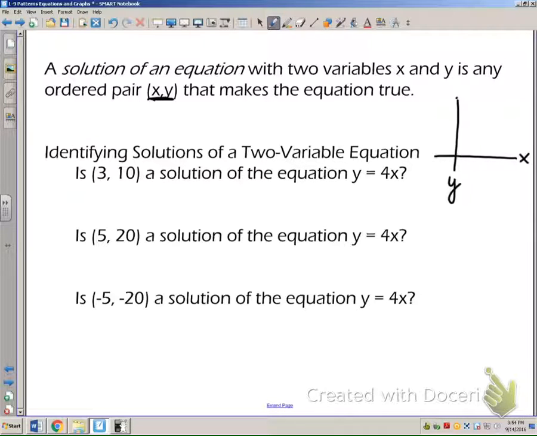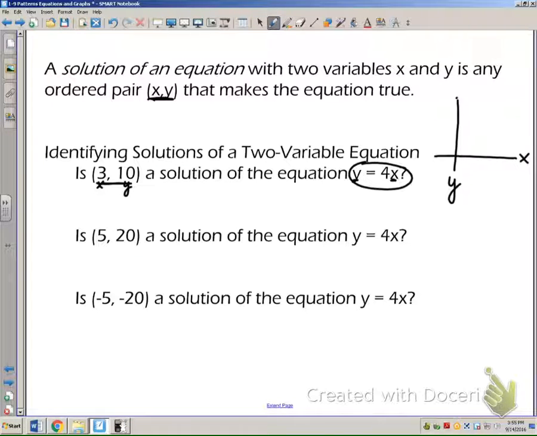So in this problem it says identify solutions of 2 variable equations. So we have an equation with two variables, and I'm wanting to identify whether this is a solution of this equation. So is 3, 10 a solution of the equation? Remember, 3 is just the x value and 10 is just the y value.